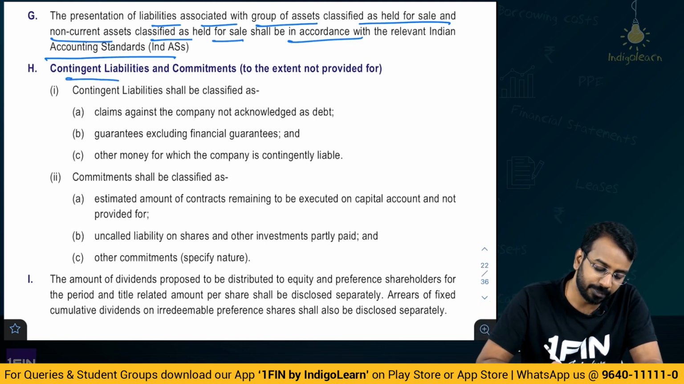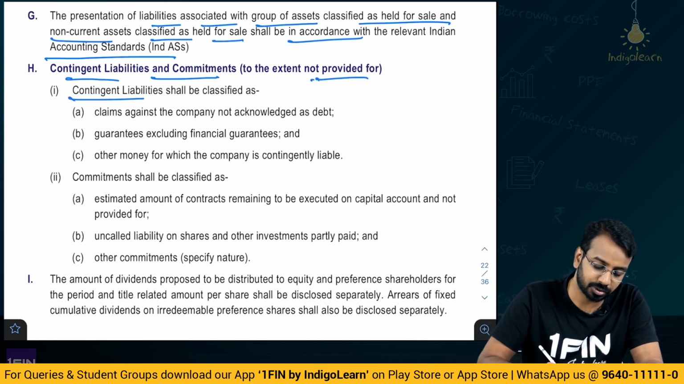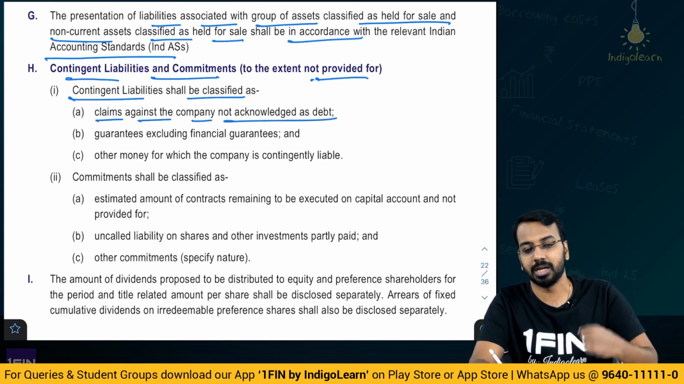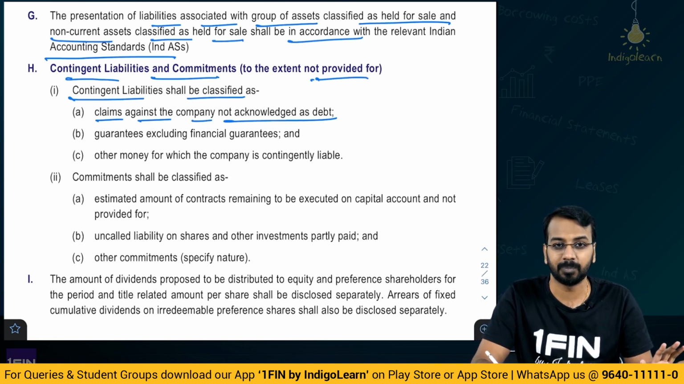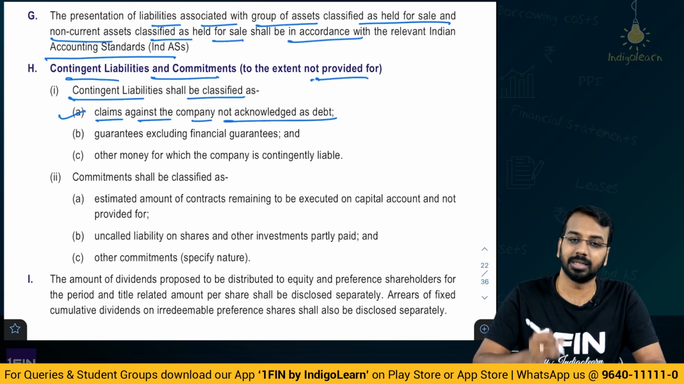Then contingent liabilities and commitments, if you have not provided for or if you have not recognized, you have to show them. So, contingent liabilities shall be classified as various claims, classified as first, claims against the company not acknowledged as debt. Somebody has filed a case, somebody has demanded money, somebody says amount is payable. I have said I don't have to pay. I have not acknowledged it as a debt. So, this one is a contingent liability.